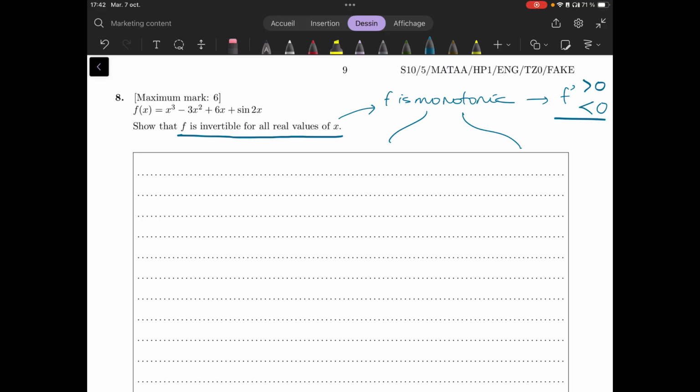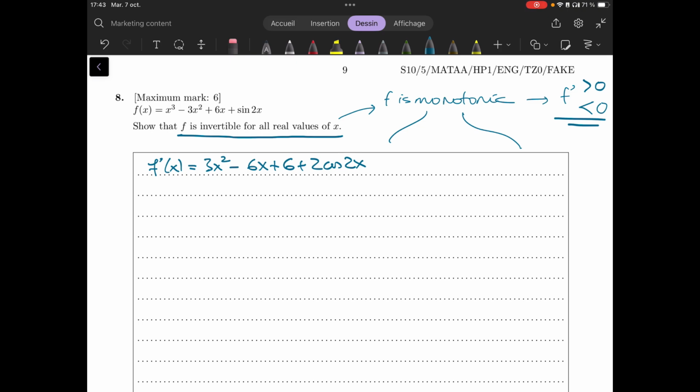To do this, we have to consider the sign of f prime. So let's differentiate f. Even if you have no clue what to do, just writing down the derivative will get you a mark or 2.